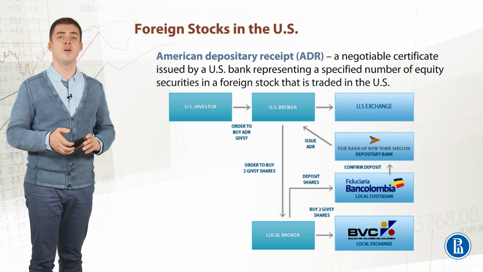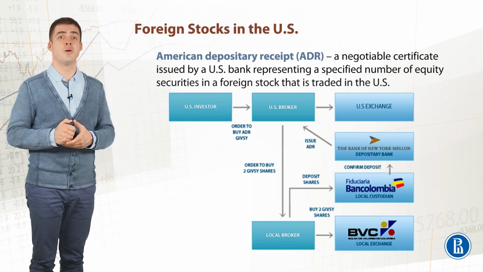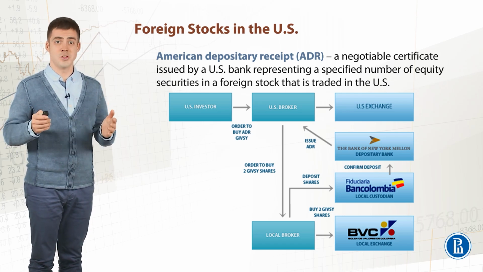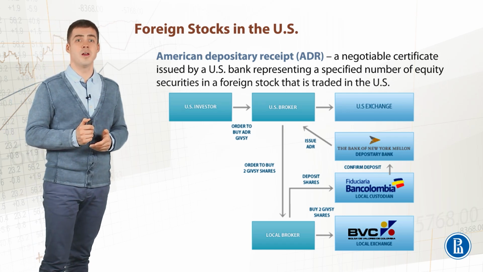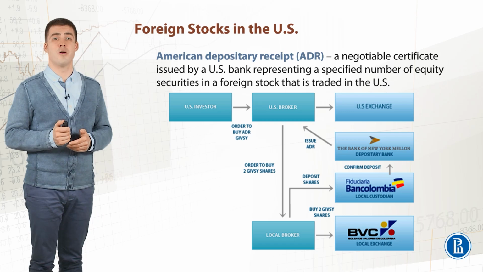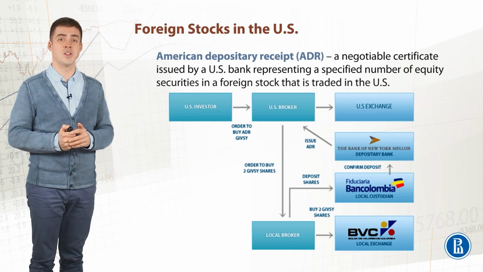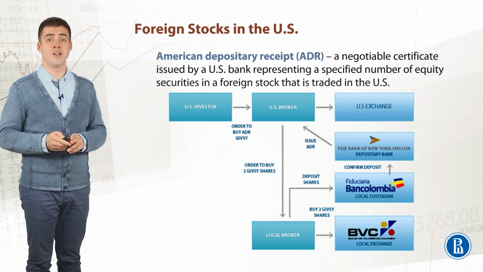And then the Bank of New York Mellon acts as an issuer for the American depository receipt, which is a security issued under American legislation. This security makes American investors better off because it helps them protect against currency and legal risks while having a chance to invest overseas.